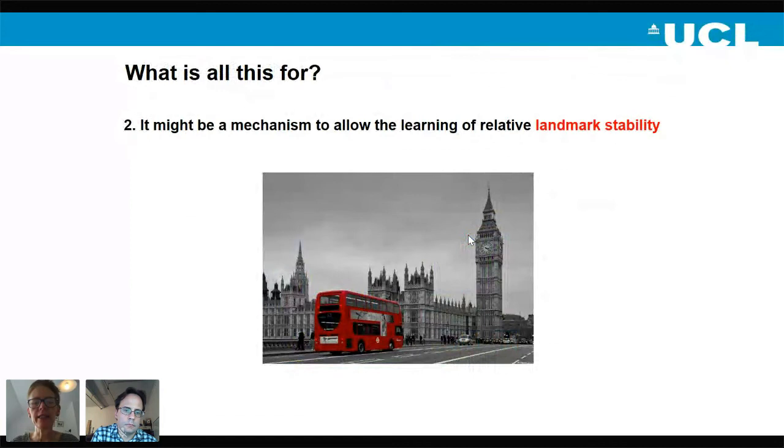So the second thing that this kind of cue reliability system might be for is to allow the learning of landmark stability. So this is a similar problem, except that now, instead of the subject moving around, the subject is stationary, but the landmark is moving around. And this is a problem that the brain also has to solve quite a lot. So, you're in an environment and there are these large things around, and some of them are stable and some of them are not stable. So, for example, this London bus is not stable. And you want to learn to disconnect your head direction system from the unstable landmarks.